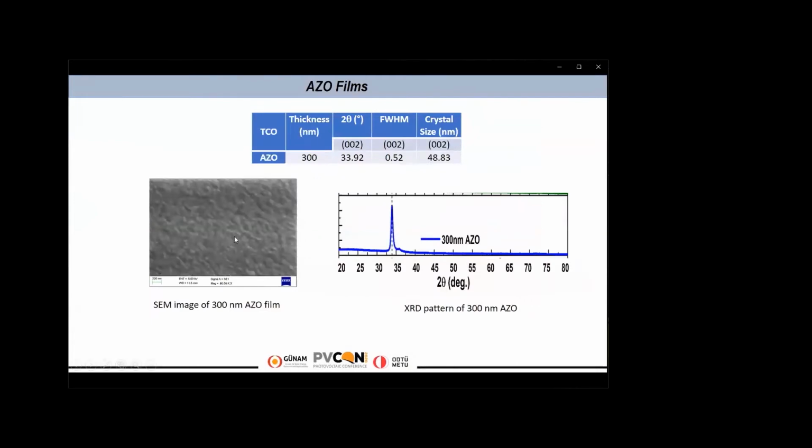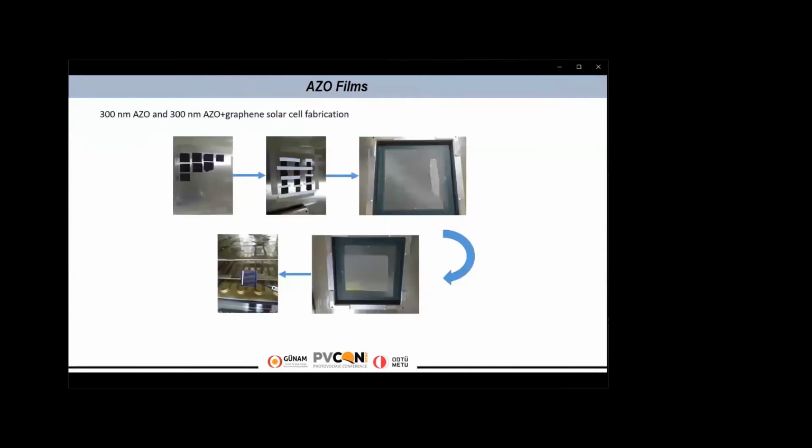This figure shows the 300 nanometer SEM image. In addition, we can see the XRD pattern for the 300 nanometer AZO film. This film's crystal size is about 48 nanometer. Also, we can check other values in the table. 1-inch AZO and hybrid solar cells were fabricated. Then cell efficiency was measured by a solar cell simulator, so that AZO and hybrid solar cell efficiency were compared with each other.